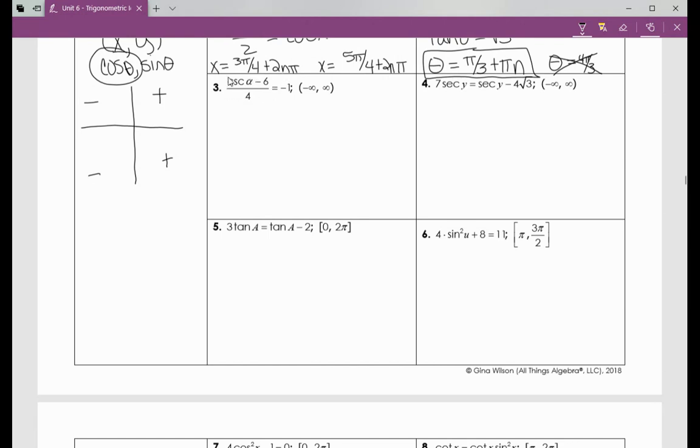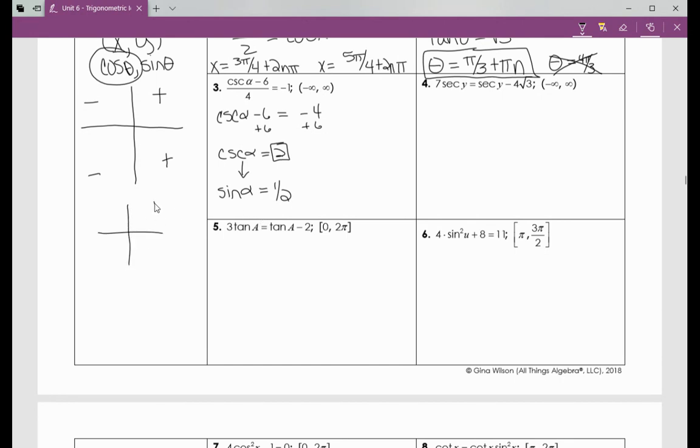So for number 3, we want to isolate cosecant. So I'm going to multiply both sides by 4, and that gives me negative 4. I'm going to add 6. So I have cosecant alpha equals 2. Now, I'm not very familiar with cosecant, but I can rewrite this as sine of alpha equals 1/2 because they are reciprocals of each other. So I take this value and I flip it upside down, and that gives me the sine equivalent.